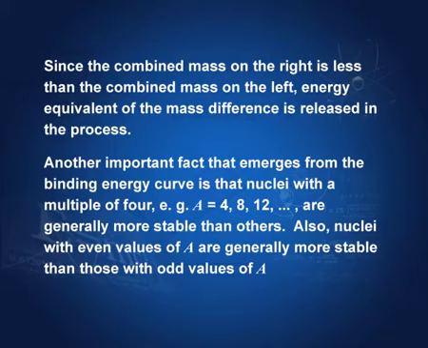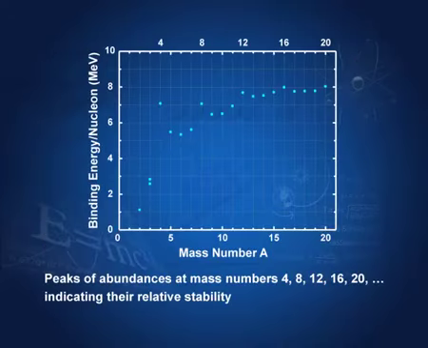And for the animation of this process, you can again visit this website. Another important fact that emerges from the binding energy curve is that nuclei with a multiple of 4, remember 4, 8, 12, are generally more stable than others. I pointed out to you, the same graph here, 4, 8, 12, 16, 20. You can see that, compared with their neighbors, they are more stable nuclei. So, nuclei with mass numbers 4, 8, 12, 16, 20 are more stable than the other nuclei.